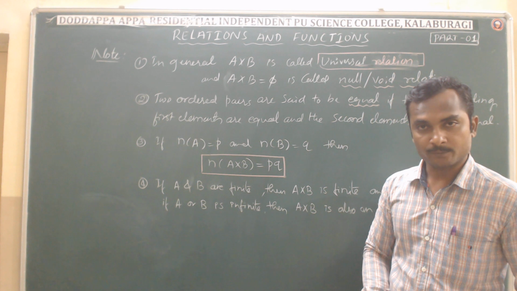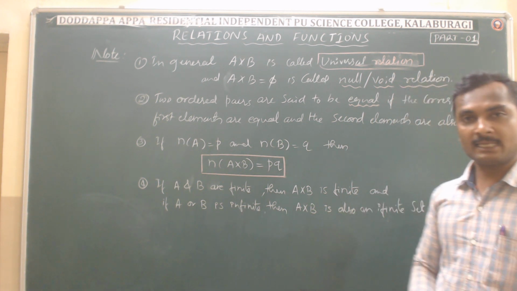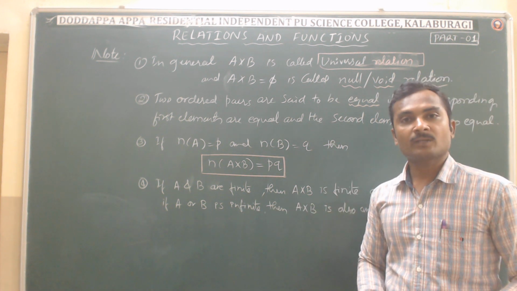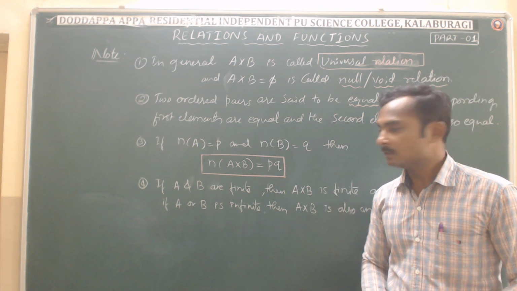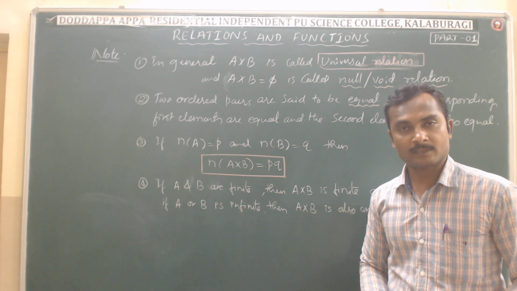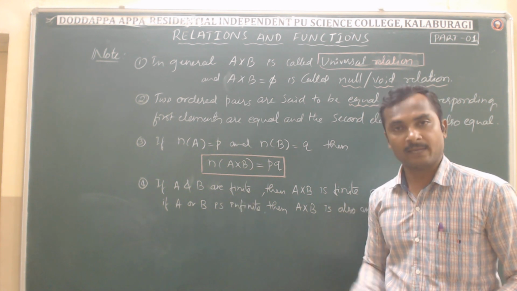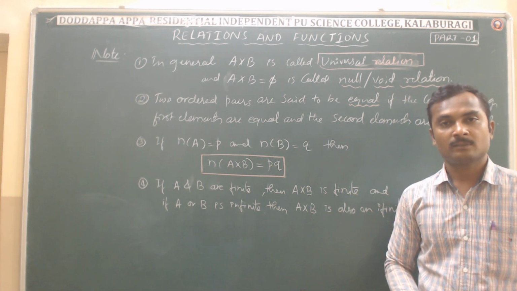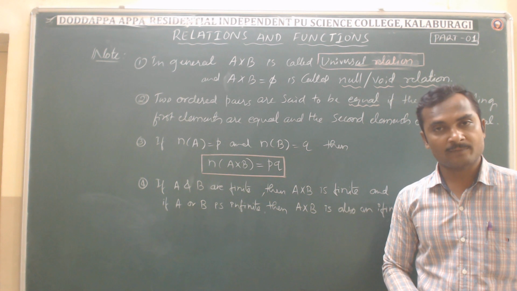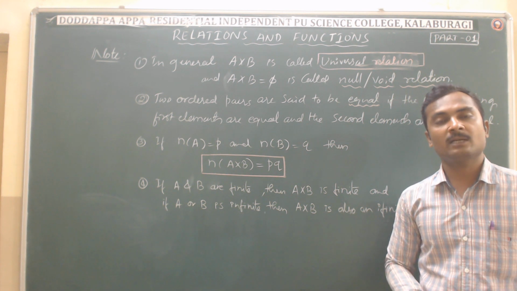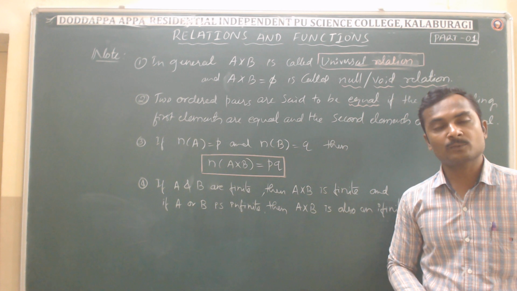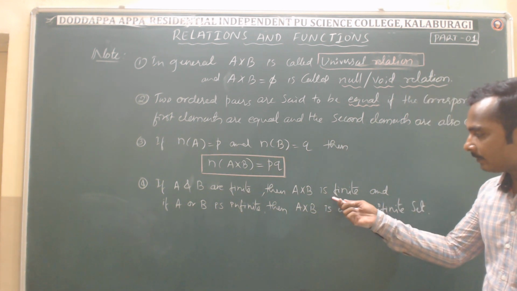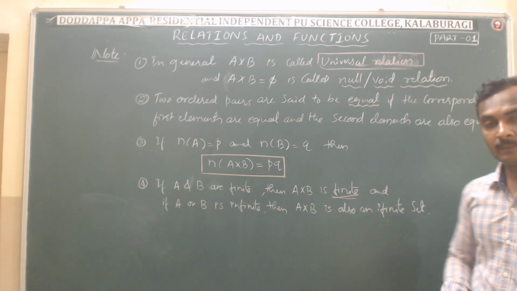The next point is: if A and B are finite, that is, if A and B contain a countable number of elements, then A cross B is also finite. The Cartesian product of two sets A and B containing a finite number of elements is finite.